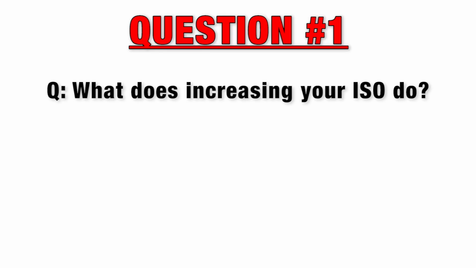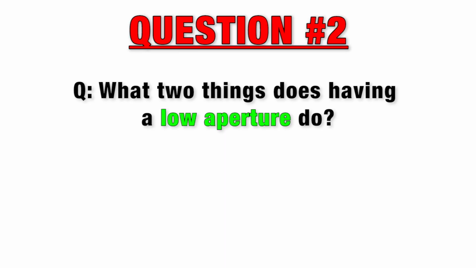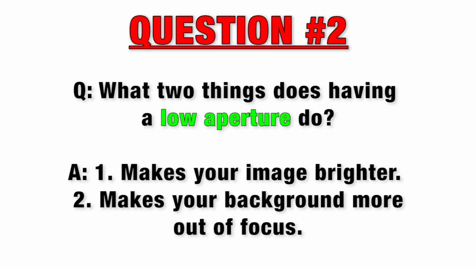All right, question number 1. What does increasing your ISO do? Answer: it makes your image brighter, but the higher your ISO is, the more grainy and noisy your image will be. Question number 2. What 2 things does having a low aperture do? Answer: it makes your image brighter and it makes your background more out of focus.